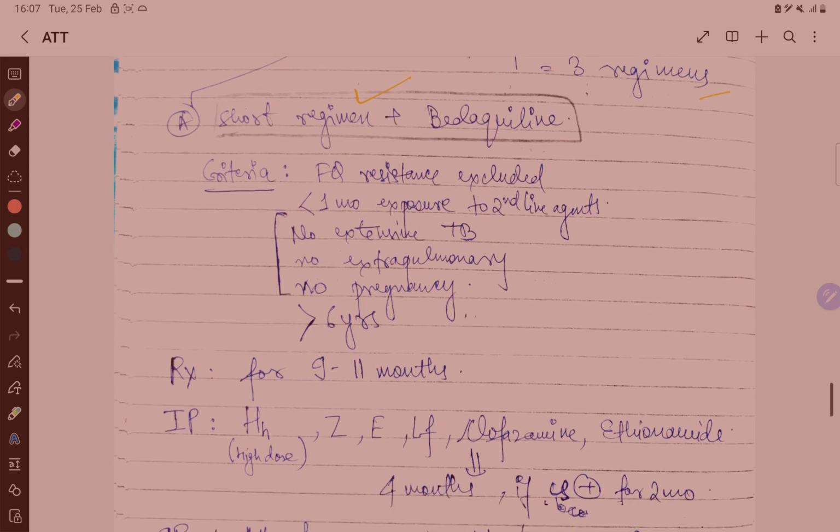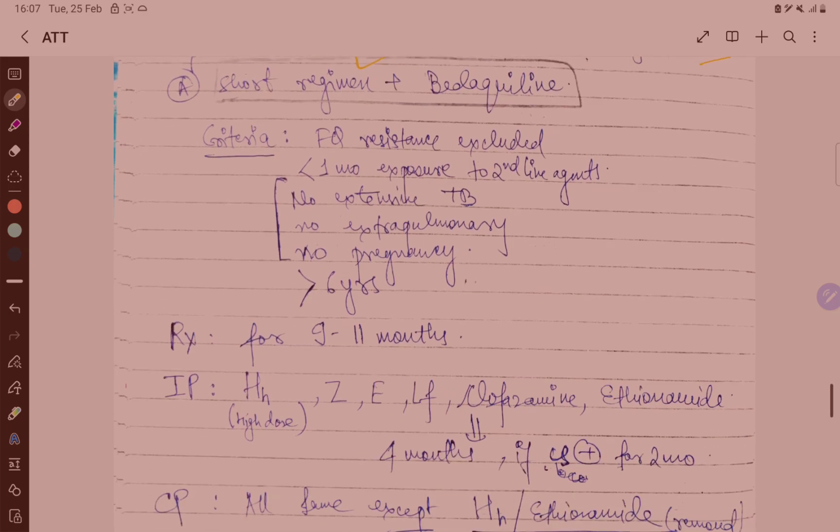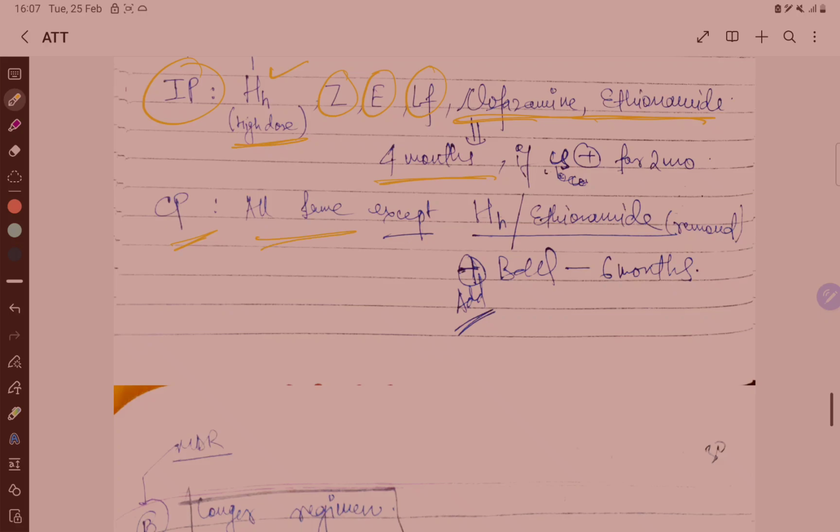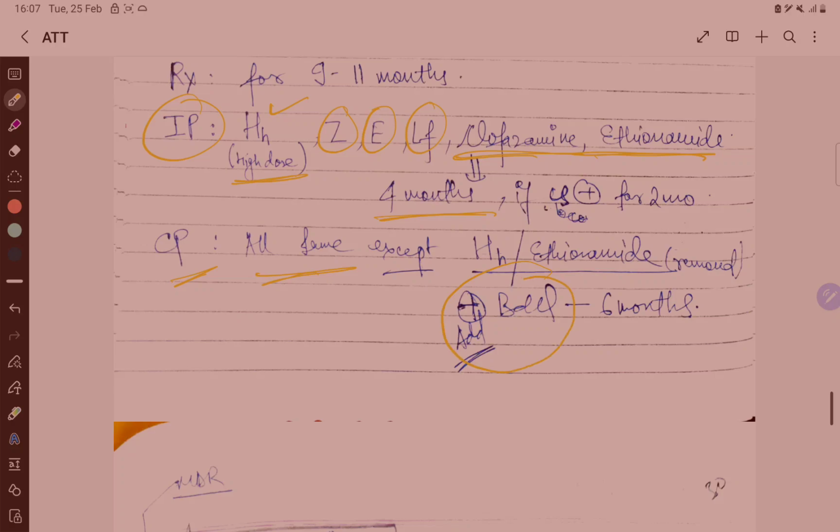bedaquiline. In the intensive phase, we give isoniazid in high dose, Z is pyrazinamide, E is ethambutol, levofloxacin, clofazimine, ethionamide. We give this for 4 months. The continuation phase is all the same except bedaquiline is added. Bedaquiline is added for 6 months, and high-dose isoniazid and ethionamide are removed.